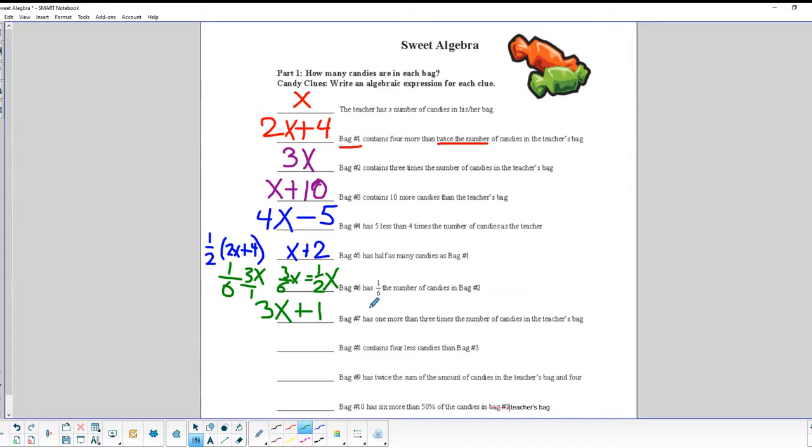All right, number 8 contains 4 less candies than bag number 3. So where's bag number 3? Okay, here's bag number 3 right here. So bag number 3 has x plus 10 in it.